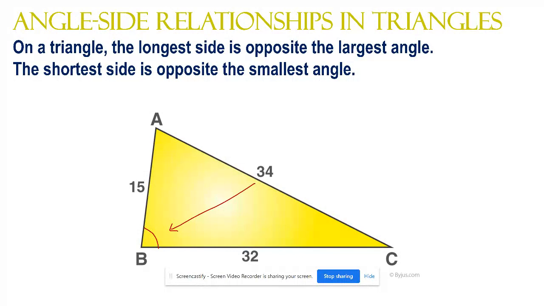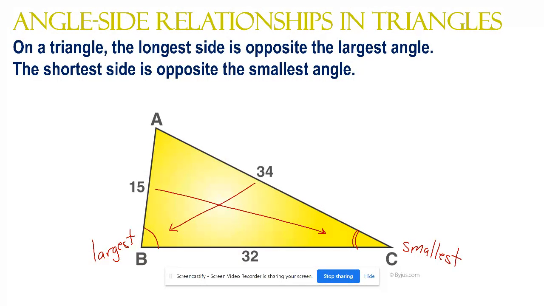The same thing happens with the small side and the small angle. So our shortest side on this triangle is AB, which is 15. That means the smallest angle is going to be opposite it. It's going to be across the triangle. So angle C over here is going to be our smallest angle. So largest angle is always across from the longest side. Smallest angle always across from the shortest side.